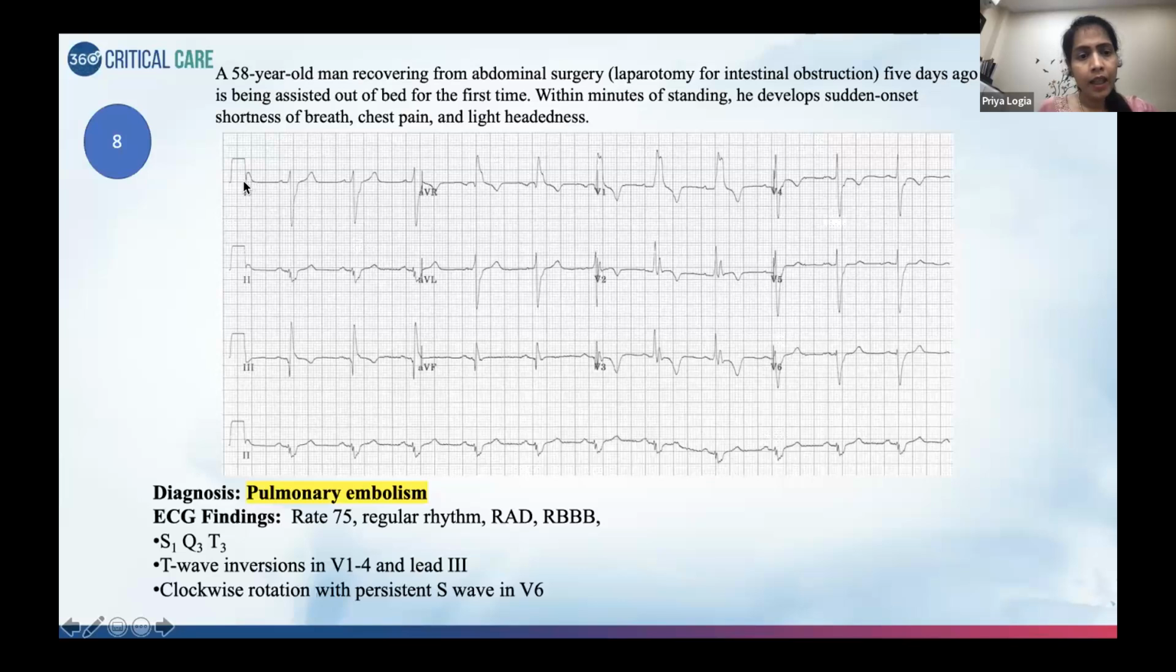So look into lead 1, S wave, lead 3, Q, and then there is a T-wave inversion. So this is S1, Q3, and T3, and you have an RBBB pattern. And in aVF you see a right axis deviation, and T-wave inversions are an additional finding in multiple leads. So this finding is very typical of pulmonary embolism, which you shouldn't be missing in your exam at all.